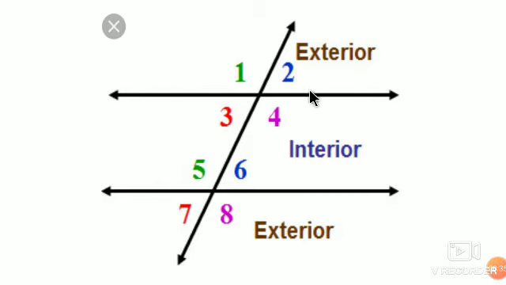A transversal is a line which cuts or intersects two or more lines at distinct points. This is the intersection point, and due to the transversal, 8 angles are formed: 1, 2, 3, 4, 5, 6, 7, 8. Angles 1 and 2 are formed in the exterior part, so these angles are called exterior angles. Angles 3, 4, 5, 6 are formed in the interior part, that's why these angles are called interior angles. And 7 and 8 are formed again at the exterior portion, so these angles are called exterior angles. Let's see one by one.